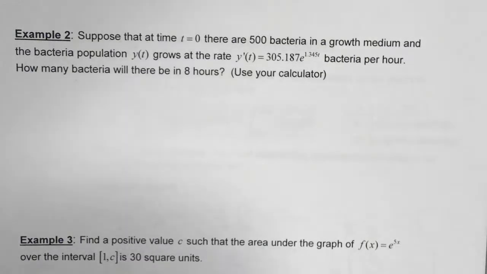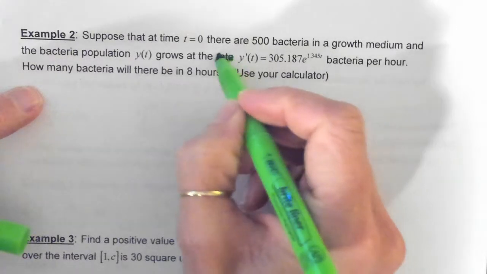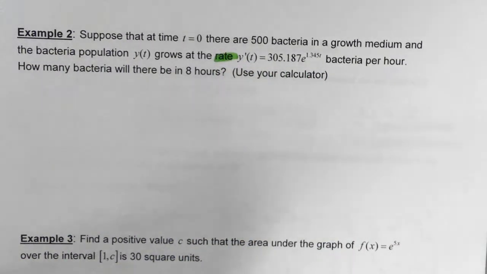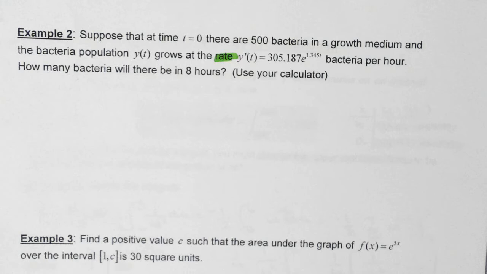So here it says that suppose that at time 0 there are 500 bacteria in a growth medium, and the bacteria population y of t grows at the following rate given, y prime. Okay, first of all, this is the derivative because this is the rate at which they are growing. So whenever you see rate, that indicates that whatever you're given there is a derivative. Okay? How many bacteria will there be in 8 hours? So they want to actually know not the rate of change, but they want to know how many bacteria.